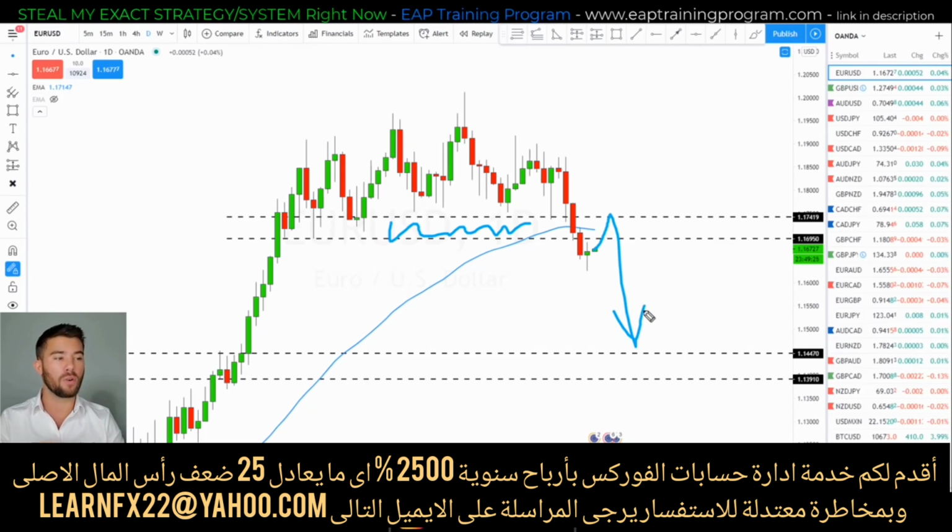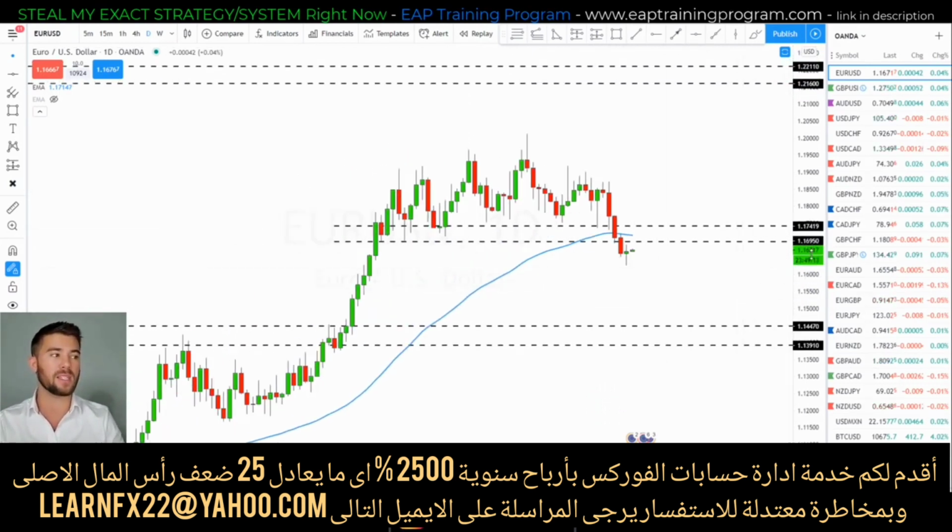So on the euro dollar, my exact analysis here is I'm waiting for that pullback into our perfect zone for our reversal strategy, waiting on an entry reason, and I will be going short on this pair if I get those things, if all those things line up.